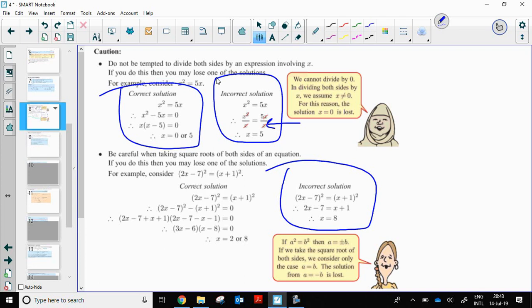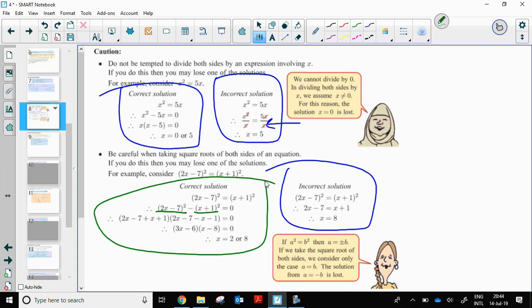We're missing the 2. So the book suggests that we use factoring. This is a little bit tougher to see what's happening over here, so let's take a look at it. First, obviously, they subtract the x plus 1 squared over to the other side. And then what we have is a squared minus b squared. So the shortcut that I just referenced.